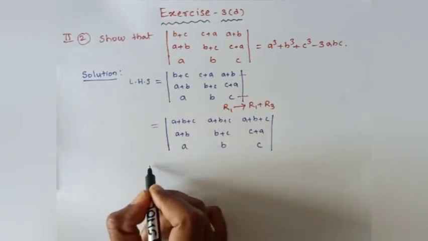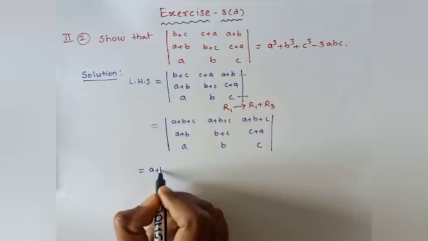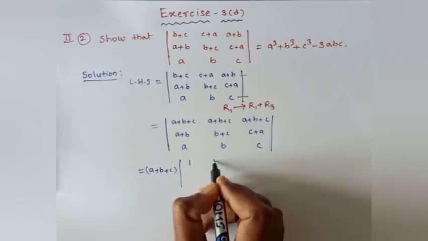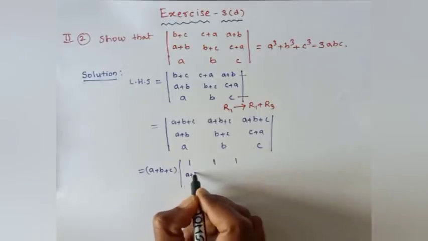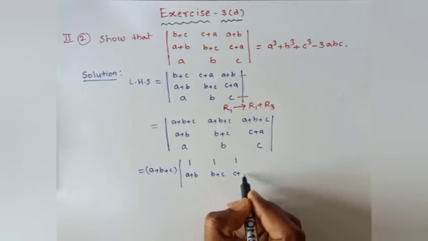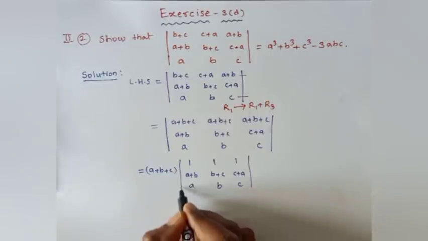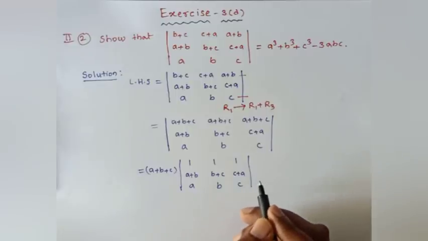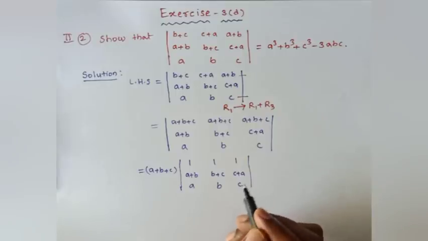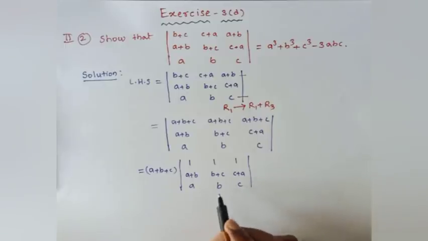Now a plus b plus c is common from the first row, so you can write it as a plus b plus c times the determinant with first row 1, 1, 1, second row a plus b, b plus c, c plus a, and third row a, b, c. Next, observe the thing: here you need to minimize the terms, reduce the terms inside the determinant.